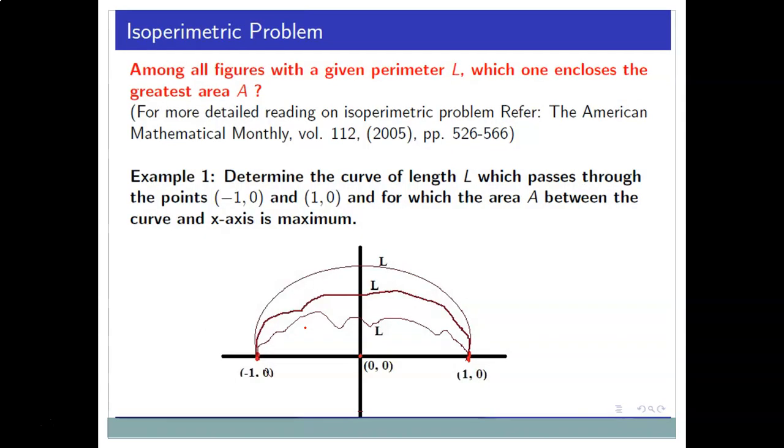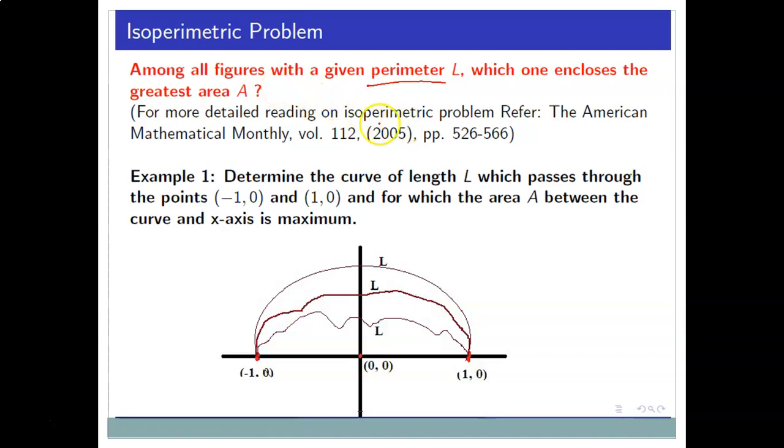So next is the isoperimetric problem. What is it? Because there is involvement of perimeter, that is why we are calling it the isoperimetric problem. So the general statement is: among all figures with a given perimeter L, which one encloses the greatest area A? So this is the general statement of the isoperimetric problem.